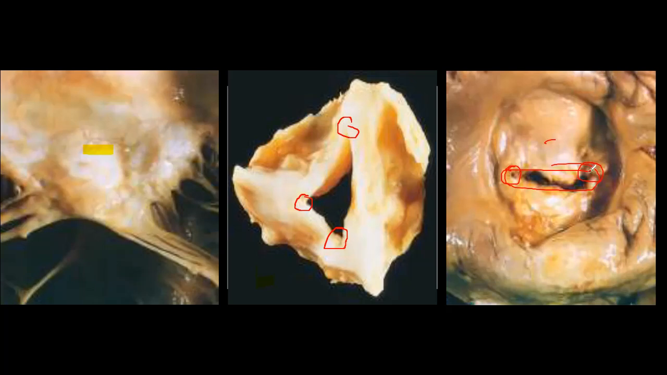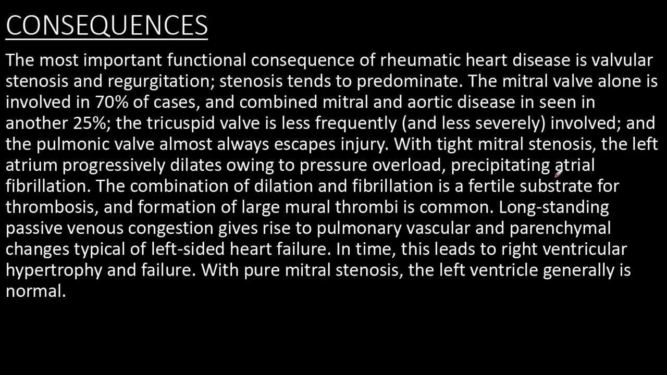I also want you to notice that if this is the mitral valve, what is above it is the left atrial chamber, and you can see how dilated. So there is marked left atrial dilation here, due to the mitral valve stenosis, and there will also be regurgitation. So what are the consequences of that?